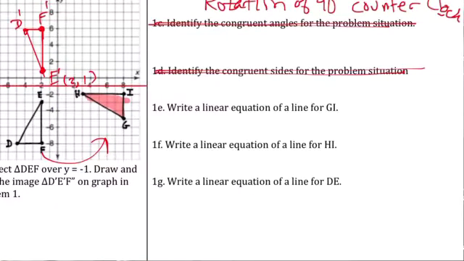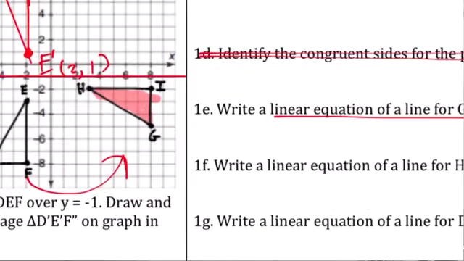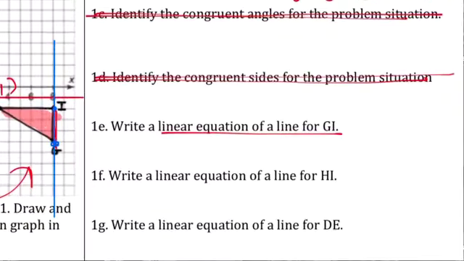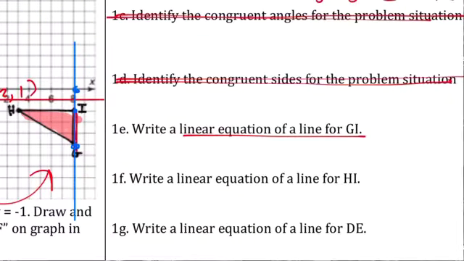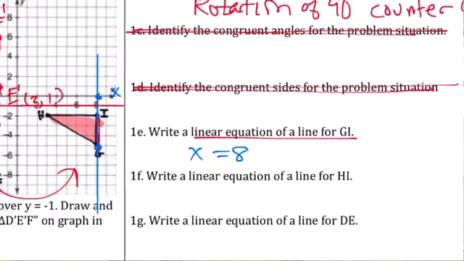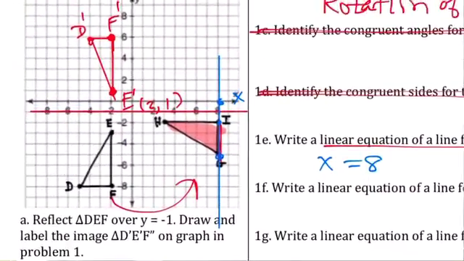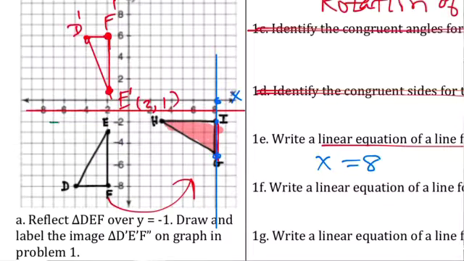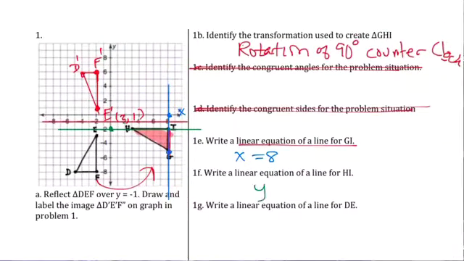Write a linear equation for GI. That would be that line, right? If we continue it, and it passes through 8. So that's an x line. X equals 8. HI is a horizontal line like that, going past -2. So that is y equals -2.